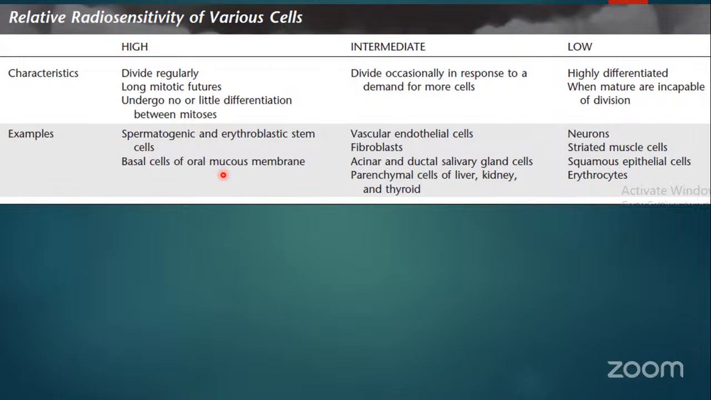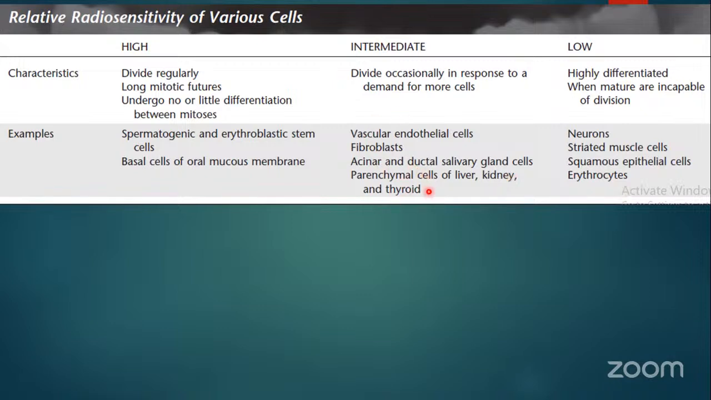So you can try to take a screenshot of the table, or if it's given in your White and Farrow textbook. You should know which is more radiosensitive, which is less radiosensitive. The most radiosensitive includes your spermatogenic and erythroblastic stem cells and the basal cells of mucous membrane. The least radiosensitive cells include your neurons, muscle cells, squamous epithelial cells, and erythrocytes.